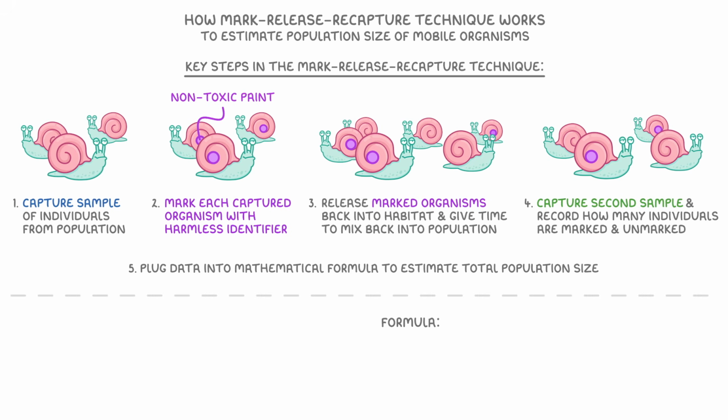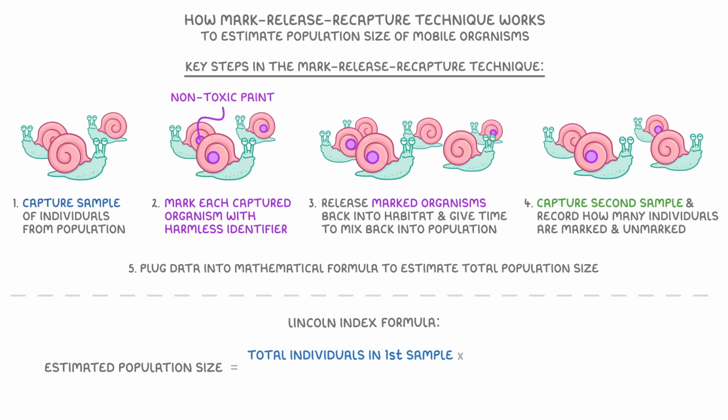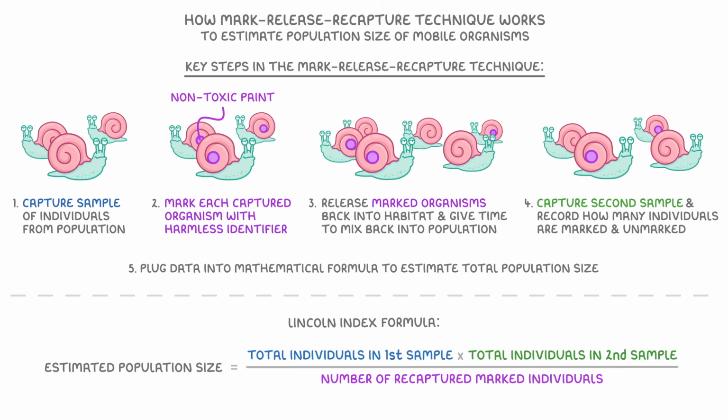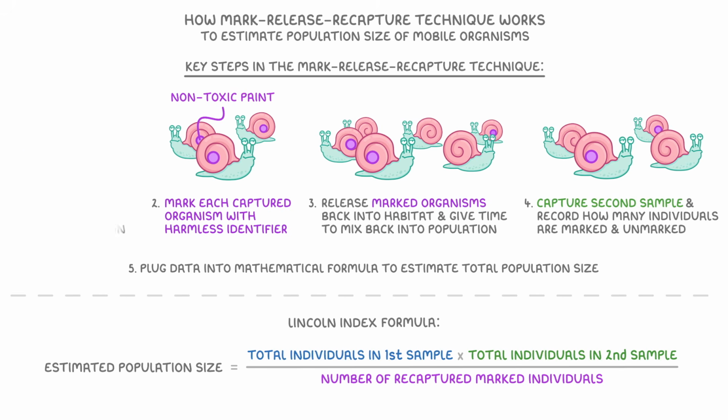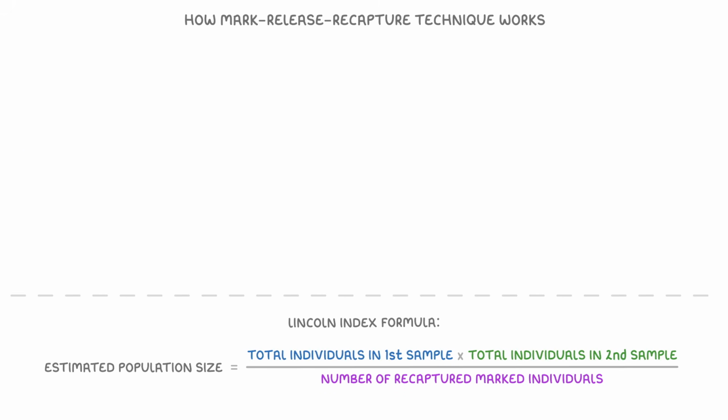This formula, which we call the Lincoln index formula, is that the estimated population size is equal to the total number of individuals in the first sample multiplied by the total number of individuals in the second sample divided by the number of recaptured marked individuals. Now, you don't need to memorize this formula, but you do need to know how to apply it. So, let's try a worked example.